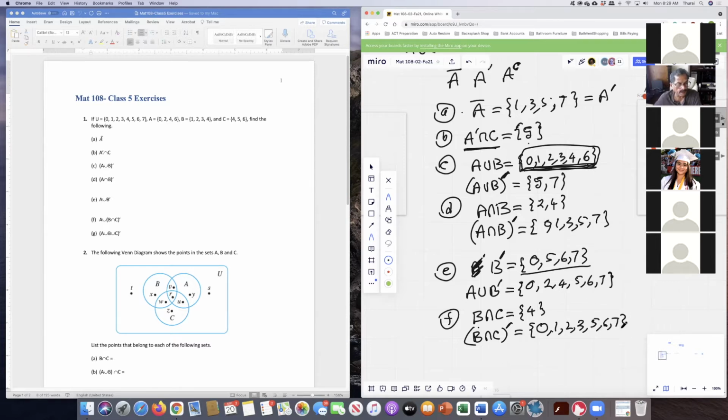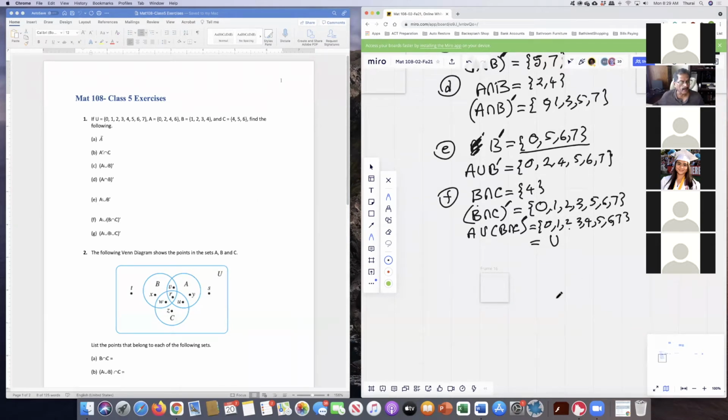And now I need to find a union with this set, the intersection C prime. So I'm going to have to combine A to this. A has a 4 and everything else A has is also here. That means the union is going to be 0, 1, 2, 3, 4, 5, 6, 7, which is same as the universal set. A union B intersection C prime is same as universal set.